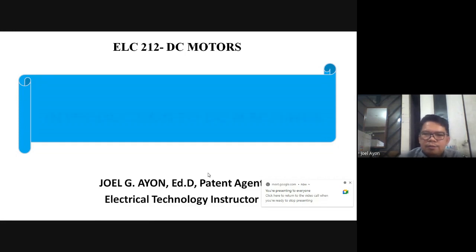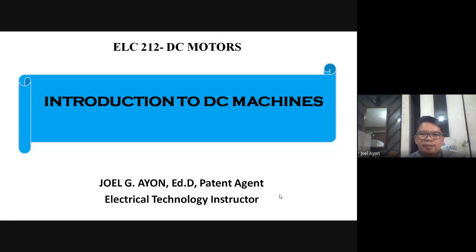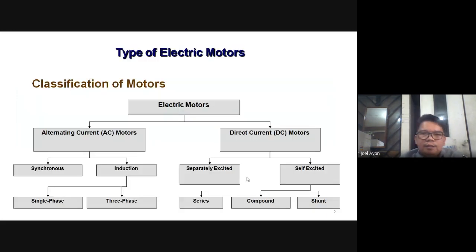Alright. So, our topic is introduction to DC machines. I know that you already have a background about what DC machines, even AC machines, are, because you also have a subject in AC machines. So, this is the bird's eye view of the classification of motors. This one is for electric motors. As we all know, DC machines consist of DC motors and DC generators.